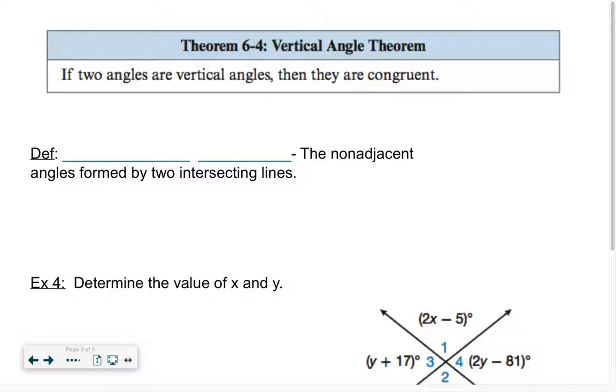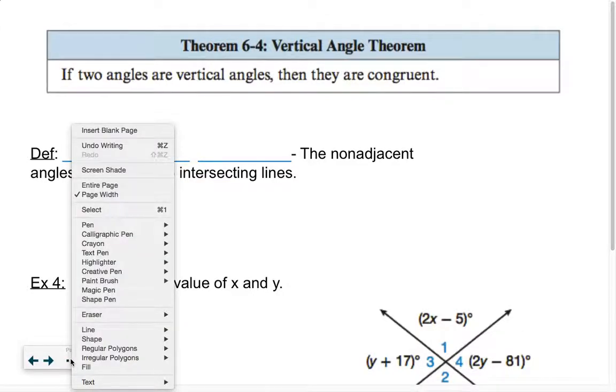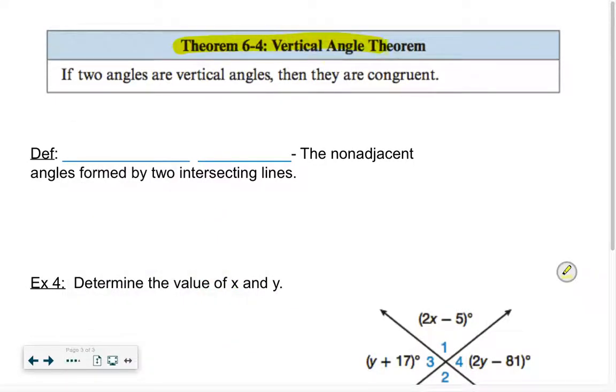Last theorem from this lesson. Vertical angles. If we have two lines that are going to intersect at a point, we automatically create these things called vertical angles. Another term that we like to use in math to represent vertical angles are opposite angles. Most students prefer to hear opposite angles because opposite makes more sense to them.